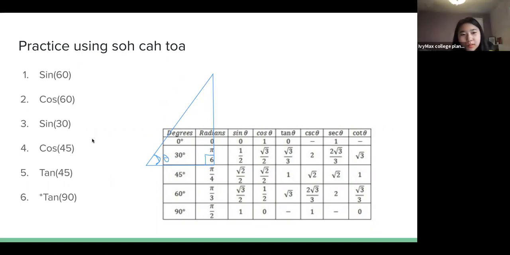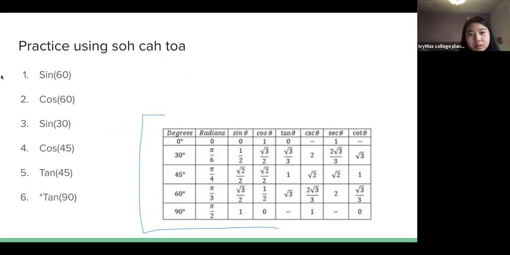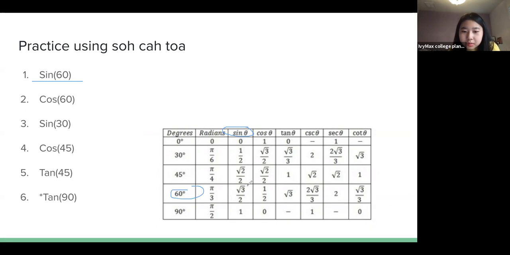Okay, so for the rest of the problems, 1 to 6 are really popular questions you can see on the test or your homework. So I put a table right here. This table shows all the popular questions that you may see on the test or your homework. For example, sine 60: you first find the sine and 60, and you match those together, which gives root 3 over 2. So you can just find the answer in the table.